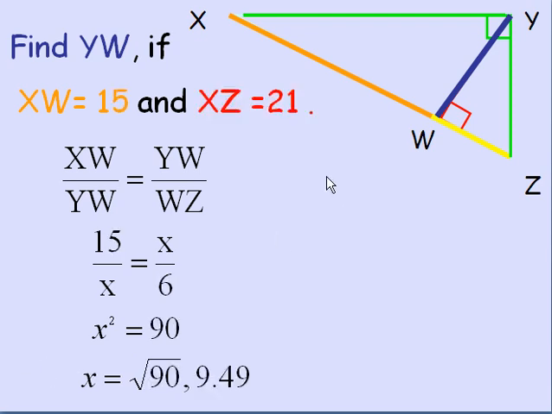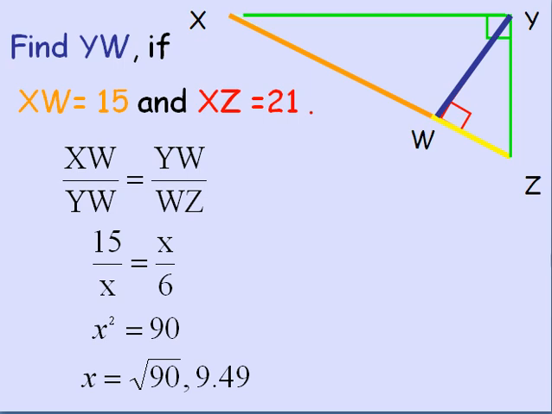Here's another example. It's a little bit different. XW is 15, but they give the entire distance XZ this time, 21. We don't know our needed distance here, WZ. It can be found simply by taking 21 minus 15, which gives us 6, and we see that right here. Again, it's the geometric mean between 15 and 6. 15 times 6 is 90. The square root of 90 is 9.49, or 9.5.